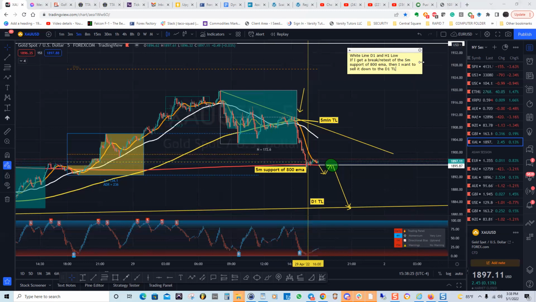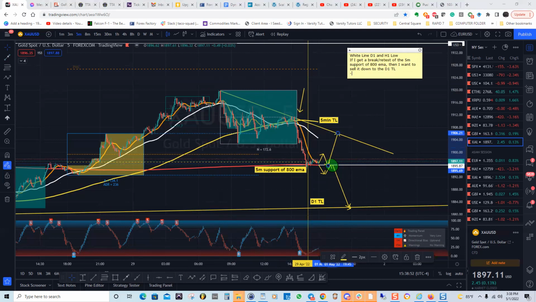That's the going down. Now, what about going up? Well, here's the up part. Ready for the up part? If it comes here and it retests the 5-minute support 800 EMA, I'm taking it all the way to the 5-minute trend line. That's my TP. That makes sense?